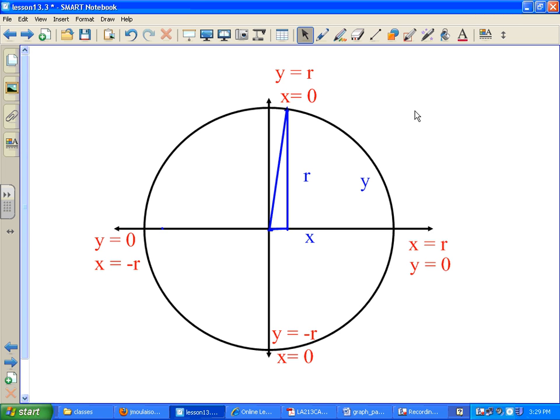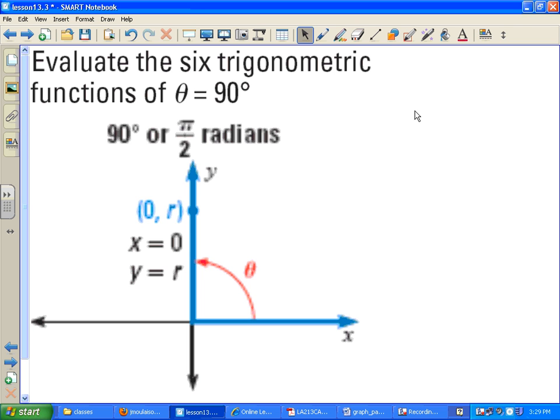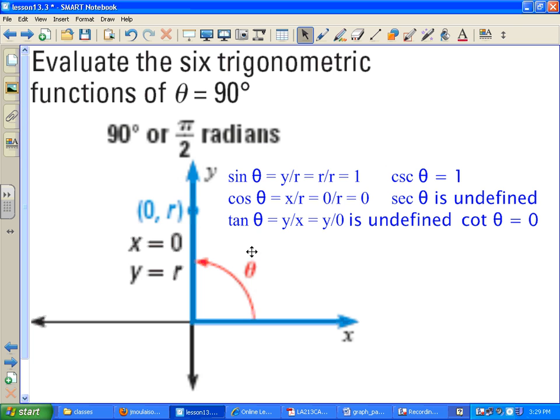So for example, for 90 degrees, the angle we were just considering, the sine of the angle, sine is y over r, and y and r have the same value. So sine of 90 degrees is 1. The cosine of 90 degrees, well, cosine is x over r, but x is 0. So 0 over r is 0. The cosine of 90 is 0.